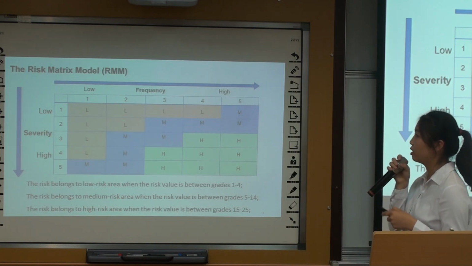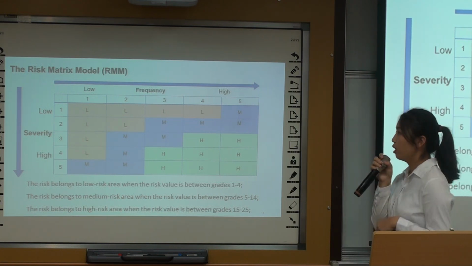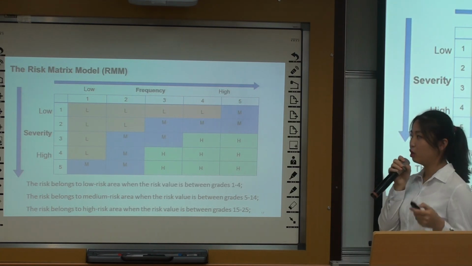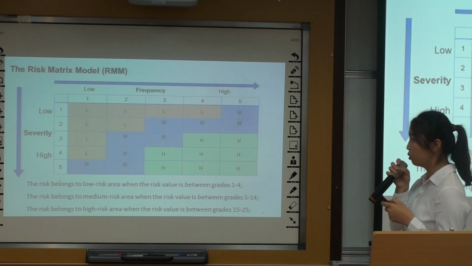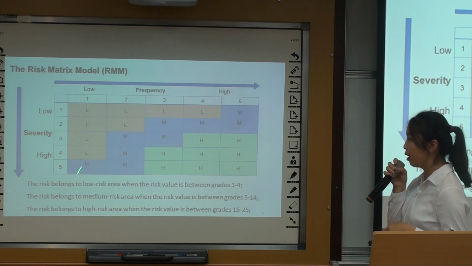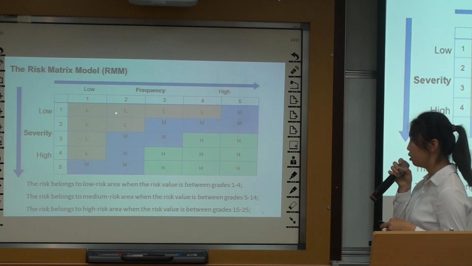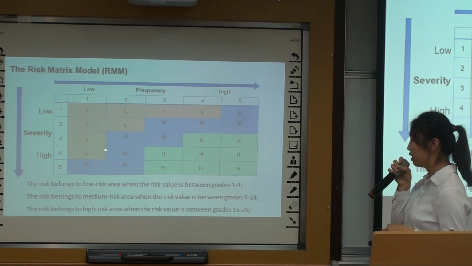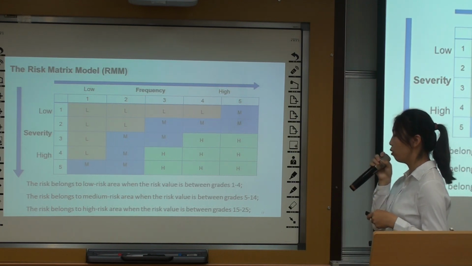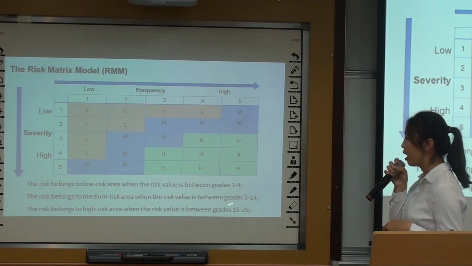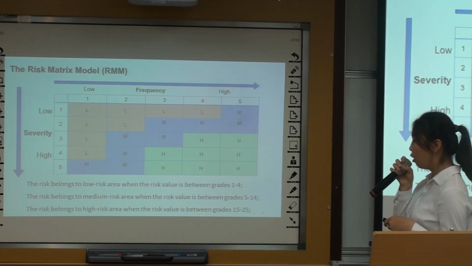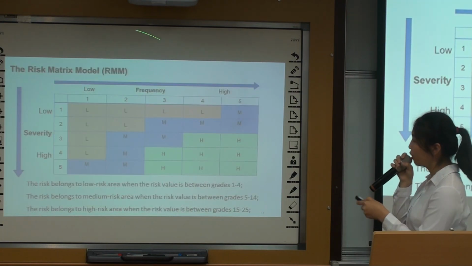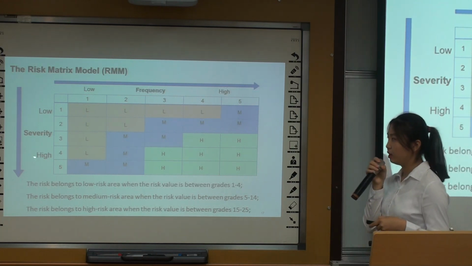Finally, risk value was divided into 3 risk areas. And it is according to Shen and Sen's 2010 advice, including the risk belongs to low risk area when the risk value is between grades 1 to 4, and the risk belongs to medium risk area when the risk value is between grades 5 to 14. The risk belongs to high risk area when the risk value is between grades 15 to 25. And the grade is the level of frequency multiplied by the risk severity.